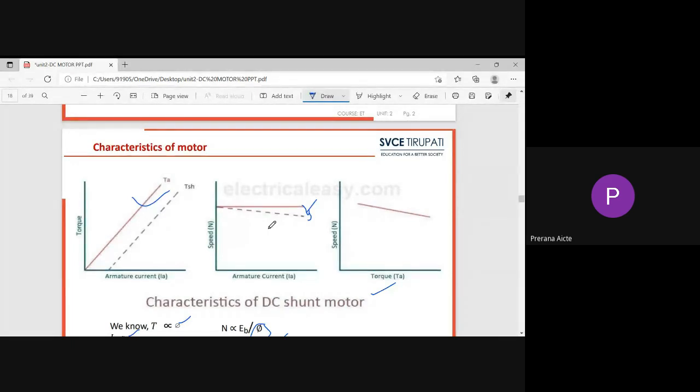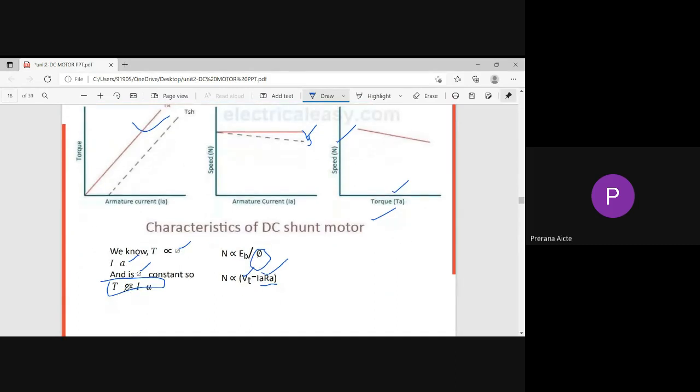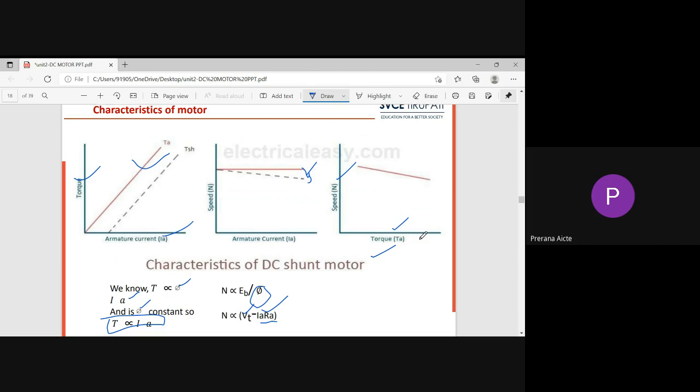Next, speed versus torque characteristics. We know T is directly proportional to phi Ia, so instead of Ia here we take torque. From that we understand that the speed and torque characteristic is also constant.